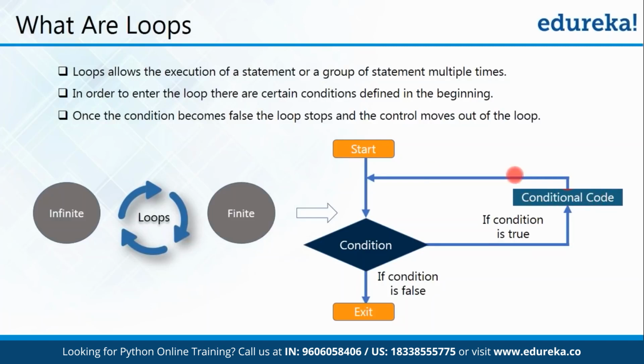So it'll execute that, and again it'll go back and check the condition. If the condition is still true, then again it'll execute the statements present inside the loop. And it'll keep on repeating until this condition becomes false. The moment this condition becomes false, the control will move out of the loop and execute the statements that are present after that loop. Now one thing to notice here, guys, is that there can be two kinds of loops.